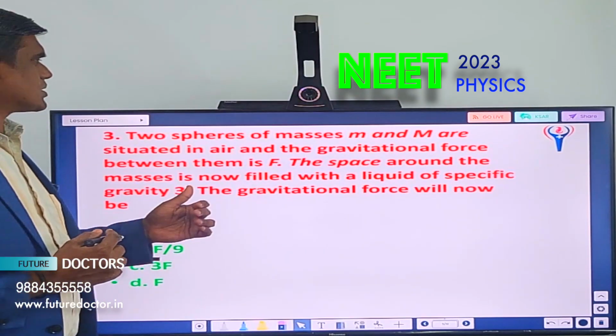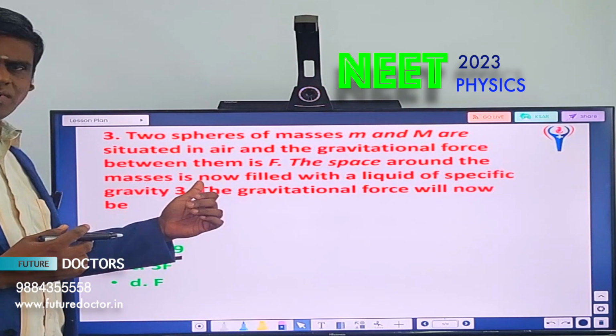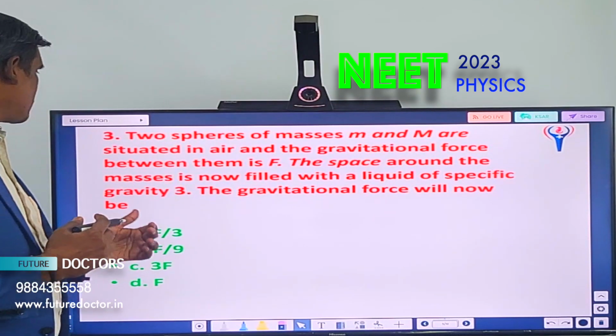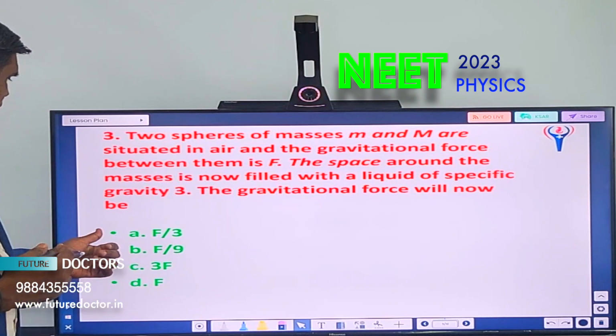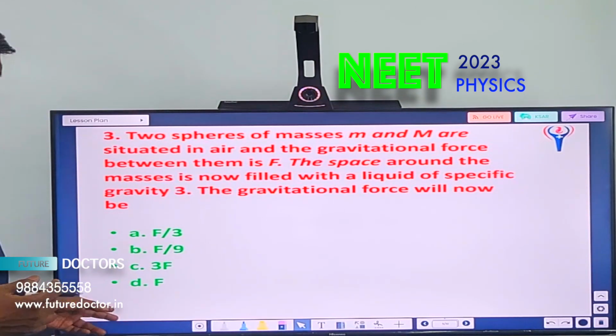Two spheres of masses m and capital M are situated in air, and the gravitational force between them is F. The space around the masses is now filled with a liquid of specific gravity 3. The gravitational force will be dash. Option A, F by 3. B option, F by 9. C option, 3F. D option, just F.